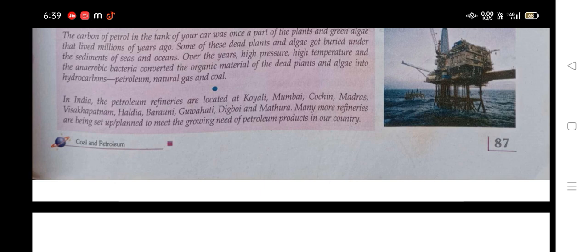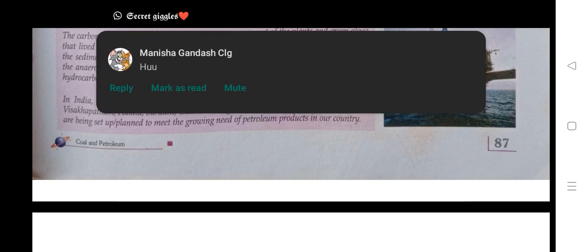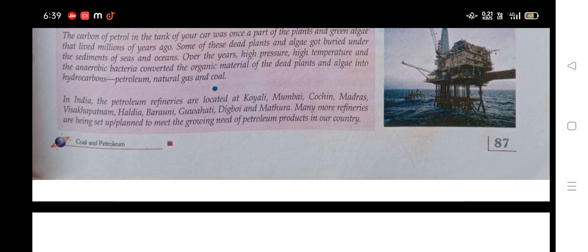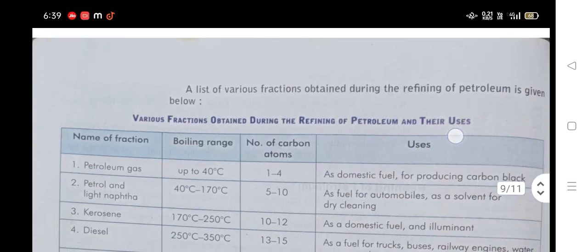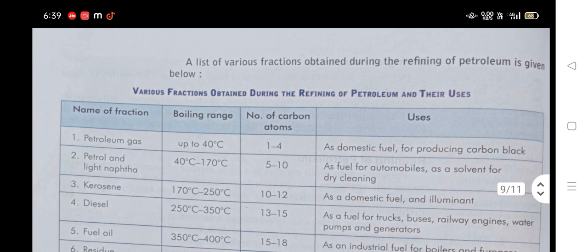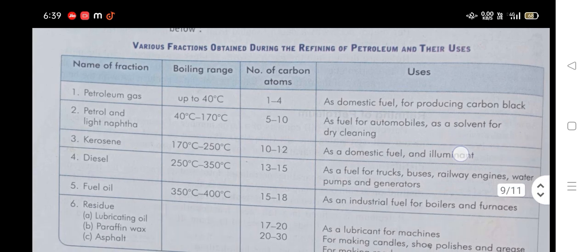In India, petroleum refineries are located at Koyali, Mumbai, Cochin, Madras, Visakhapatnam, Haldia, Barauni, Guwahati, Digboi, and Mathura. Many more refineries are being set up to meet the growing need of petroleum products in our country. A list of various fractions obtained during the refining of petroleum is given below.